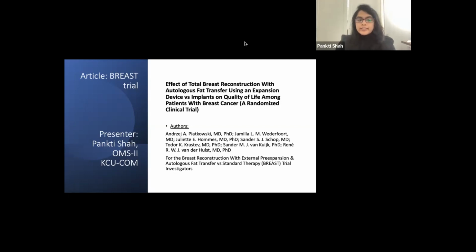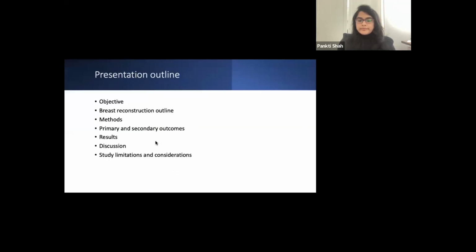The title of today's article is The Effect of Total Breast Reconstruction with an Autologous Fat Transfer Using an Expansion Device versus Implants on Quality of Life among the Patients with Breast Cancer. I'm going to talk about the objective, breast reconstruction outline, methods, outcome, results, discussion, and so on.